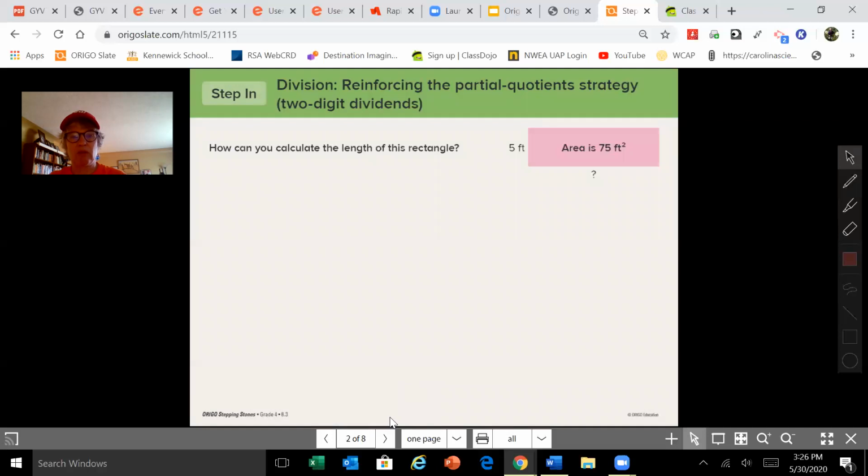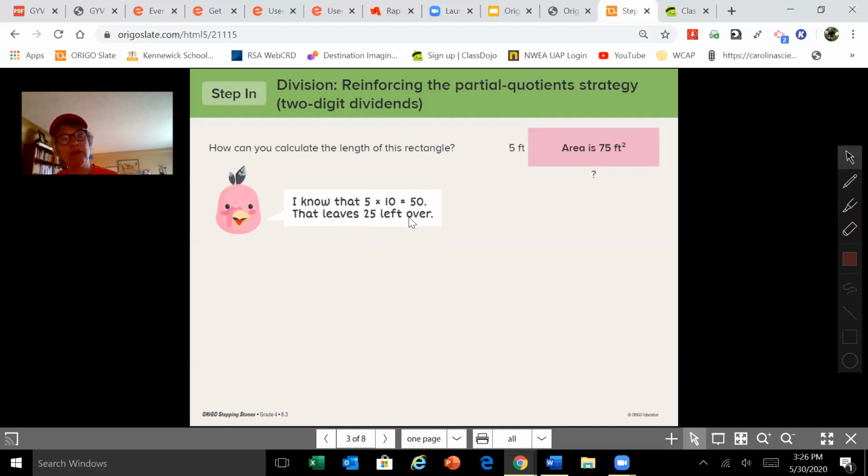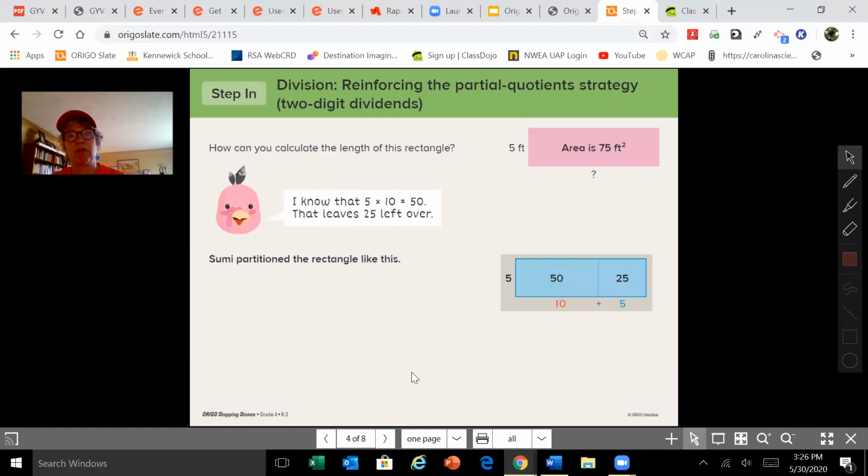So let's go on to my next slide. And our little turkey here says, I know that 5 times 10 equals 50, and that leaves 25 over. So this idea that 50 plus 25 equals 75. So I'm thinking about how I can split up this 75. And our little turkey thought about it this way. Now you could do it a different way. You might have been thinking about 2 different numbers, but our little turkey here thought of it this way.